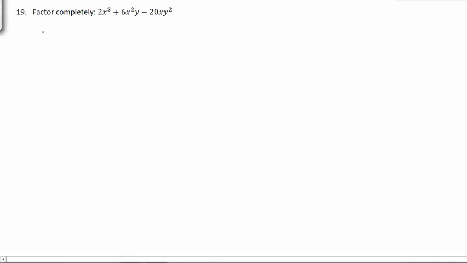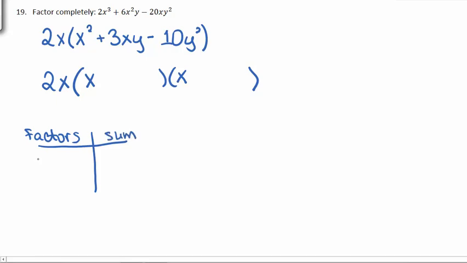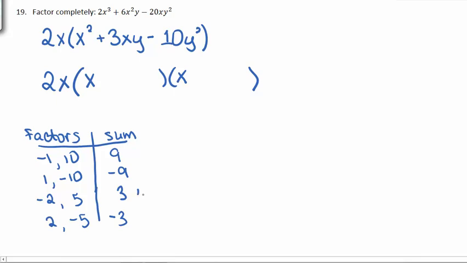Number 19. Here, they all have a 2, and they all have an x. Removing this leaves us with x squared plus 3xy minus 10y squared. When we're factoring this, the only thing that multiplies to be x squared would be x and x. So now we need two numbers that multiply to be -10 and add to be 3. You may be able to see this, but if not, we'll make a chart. The things that multiply to be -10 are -1 and 10, 1 and -10, -2 and 5, and 2 and -5. We can add all of these up, and we want the sum to be +3, which is this one here. So -2y plus 5y.